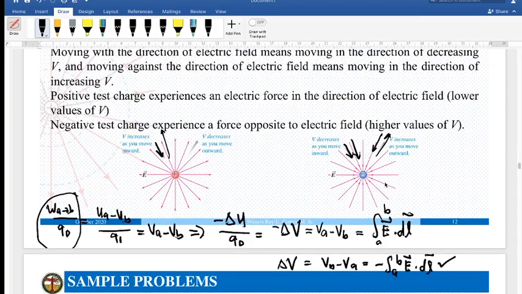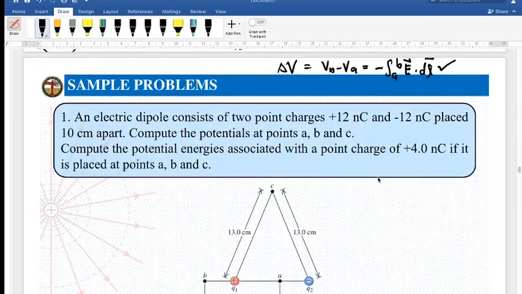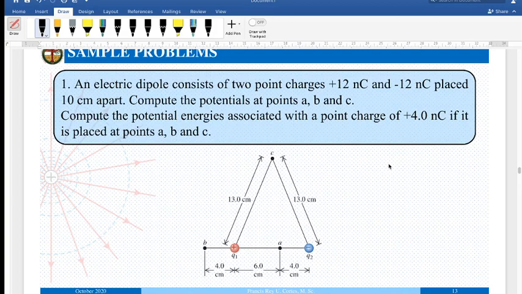Okay, so as stated here, do not be confused with this one. We just have to internalize that one. Okay, so let's answer this one. So that's the definition of your electric potential.